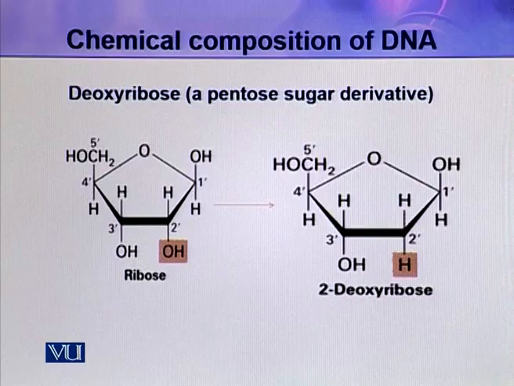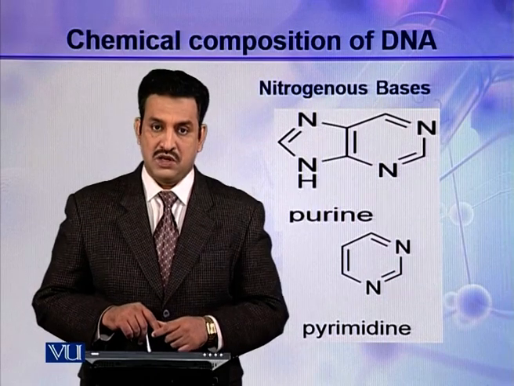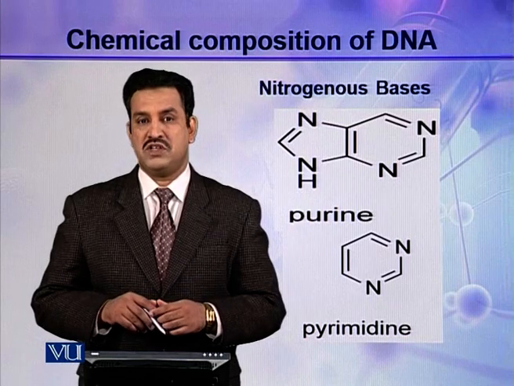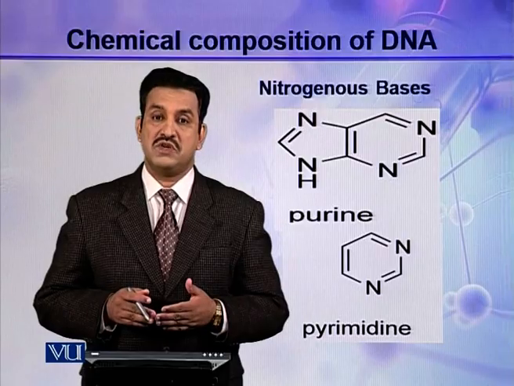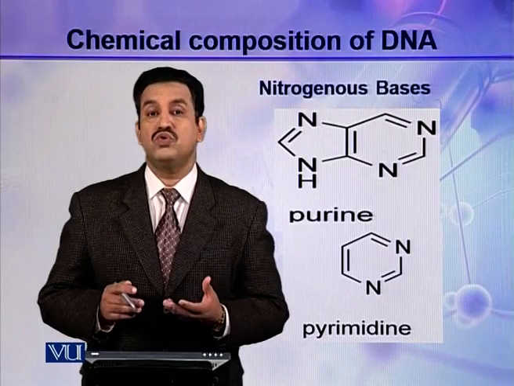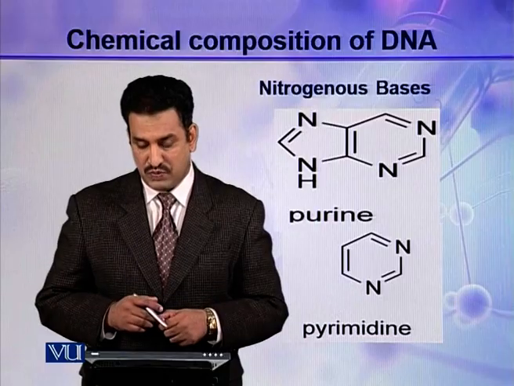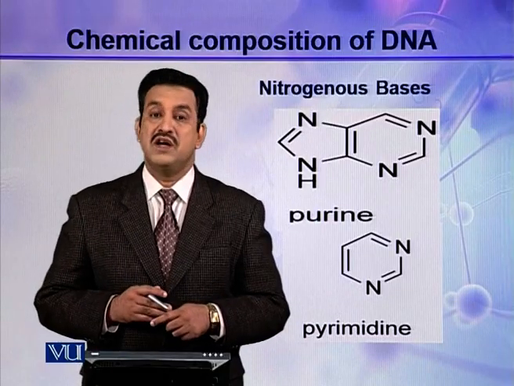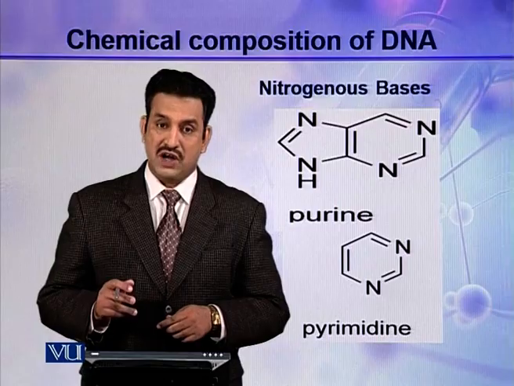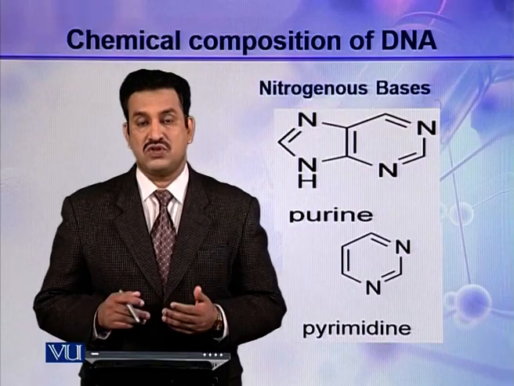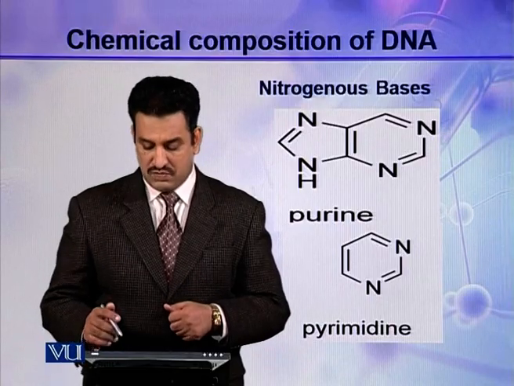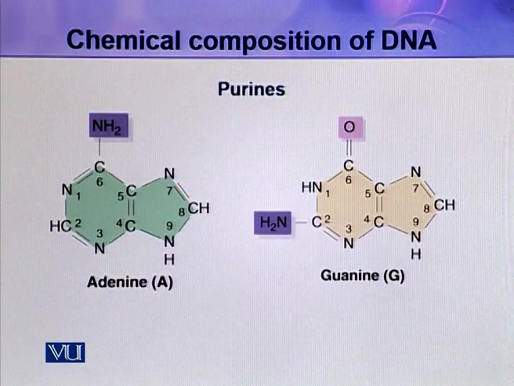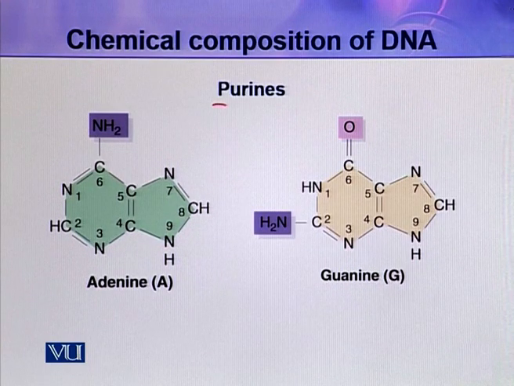The second component is the nitrogenous base. 4 different types of nitrogenous bases are present in a DNA molecule, and these 4 nitrogenous bases are derived from 2 parent compounds, and these 2 parent compounds are purine and pyrimidine. These 2 are parent compounds, and all 4 nitrogenous bases are derived from these 2 compounds. So these 2, adenine and guanine, these 2 are purines.